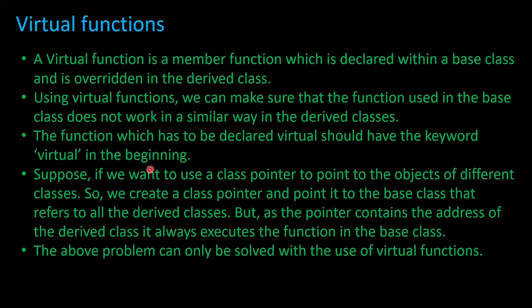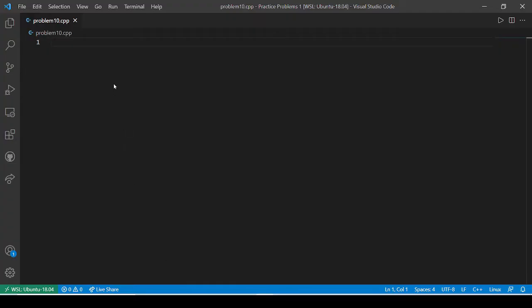So to solve the problem, let's say if we want to execute a specific function in the derived class of the same name as in the base class, then we would need to use virtual functions. So the above problem can only be solved with the use of virtual functions. Now let us see the implementation of virtual functions. Let us clearly understand how virtual functions work and what their advantages are, with implementation in C++. Let's get started.